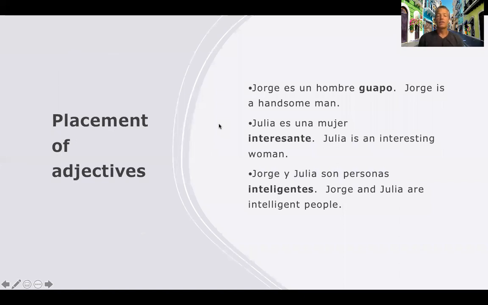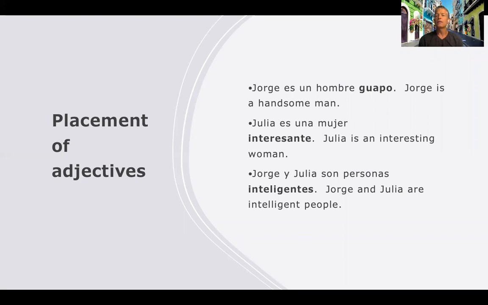The placement of adjectives, where you put them, it's going to be different than English. In English, we tend to put adjectives first. Like, Jorge es un hombre guapo. Jorge is a handsome man. We put handsome before man, but in Spanish, they put handsome after man. You have to say what he is first, Jorge es un hombre, and then you describe him, guapo.